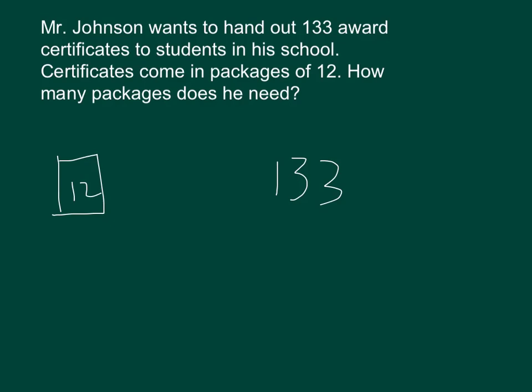There are 12 certificates. So what we need to do is figure out how many groups of 12 he could get out of 133, meaning how many packages he could get if 12 come in each package and he needs 133 total. So this is dividing 133 divided by 12.